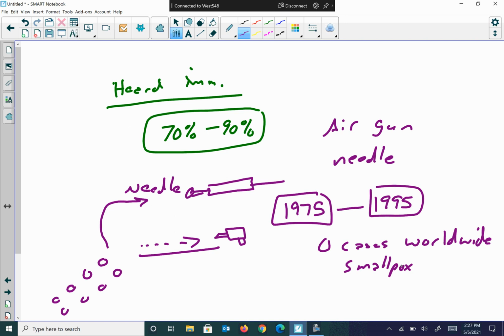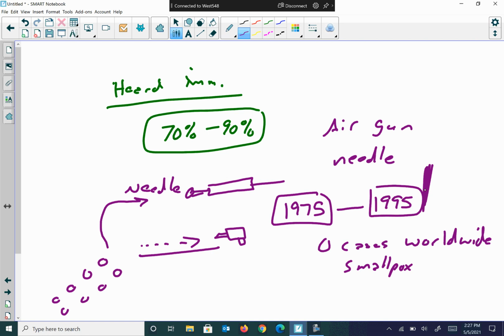Does that sound like a good thing? I mean, smallpox, yeah. Can you survive it? Yes. Do you want to have it? No. So for 20 years, it was gone. Something happened after 1995.